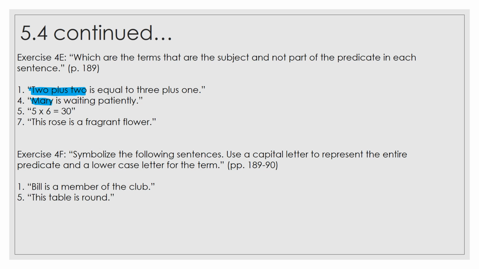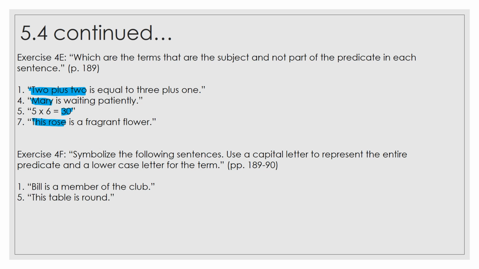Number 5, 5 times 6 equals 30. It's a little bit open to interpretation if we want to treat 30 as the subject versus 5 times 6. So in previous slides, we would have treated 30 as the subject. But to me, it wouldn't be wrong to say 5 times 6 is the subject. You could have that as a subject, like why not? So there's a little bit of wiggle room. But anyways, number 7, this rose is a fragrant flower. Of course, this rose will be the subject.